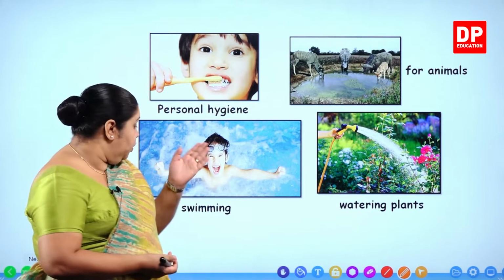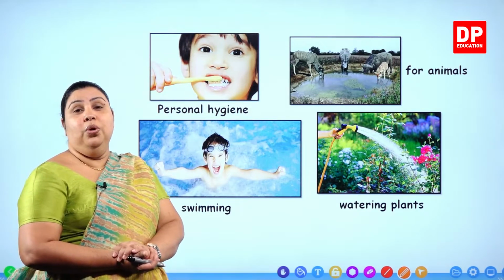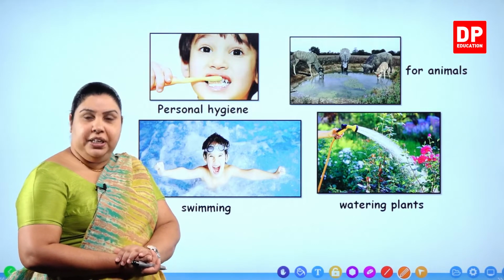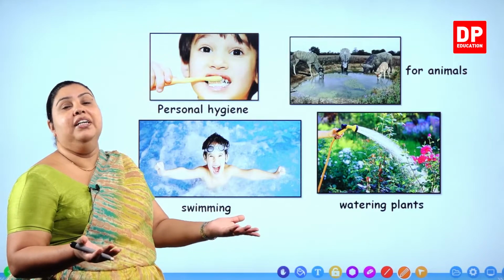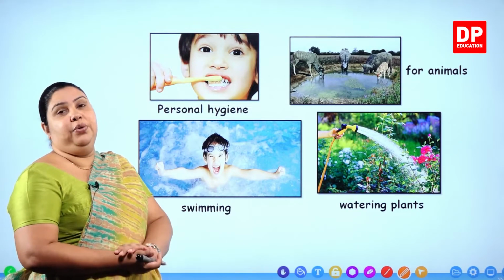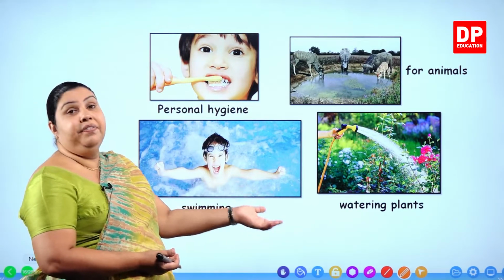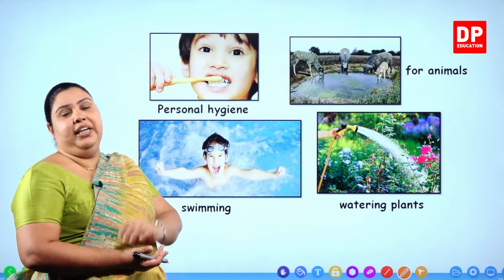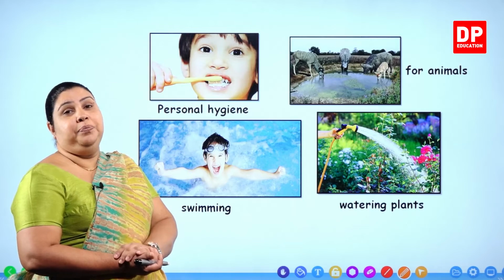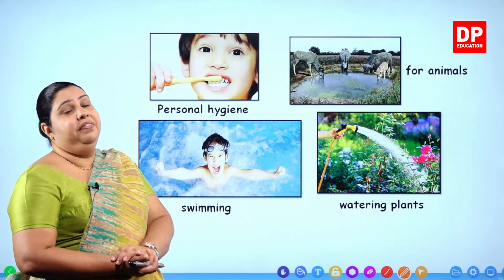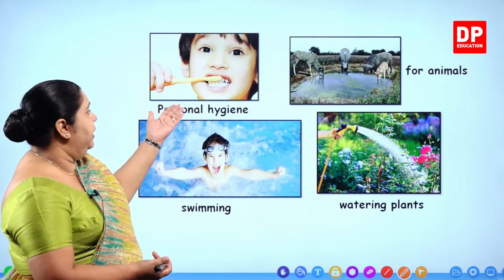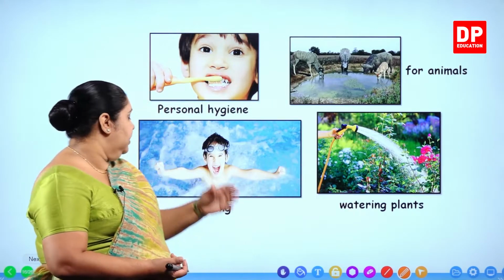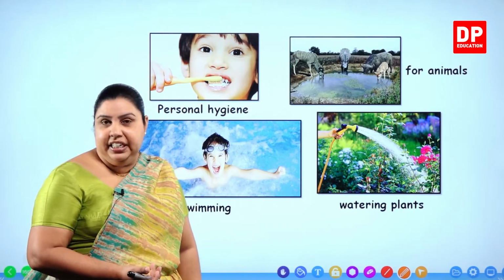Then for swimming, oh, can we do swimming without water? We need a pool or a river or a stream or a pond or a lake. We need water in them, even in the sea. To do swimming, we need water. So for personal hygiene, for animals, watering the plants and swimming, we need water.